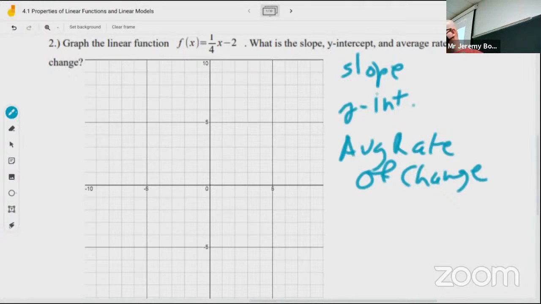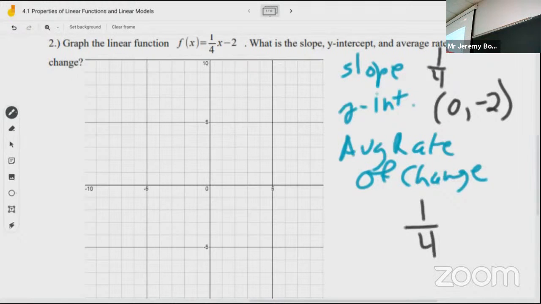All right, so what's the slope of this one? 1/4, yep. So that means that for every time the y value changes 1, what does the x value change? 4. Good. What's the y-intercept? -2, so that means it's the point what? 0, -2. Very good. And what's the average rate of change? 1/4. Yep. Good. Any questions on finding that stuff?